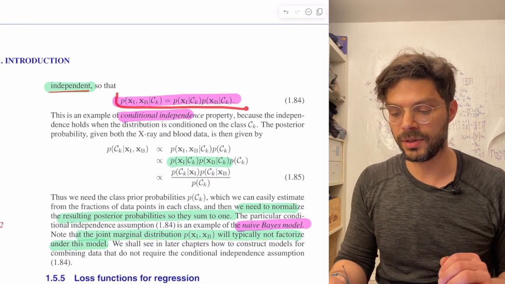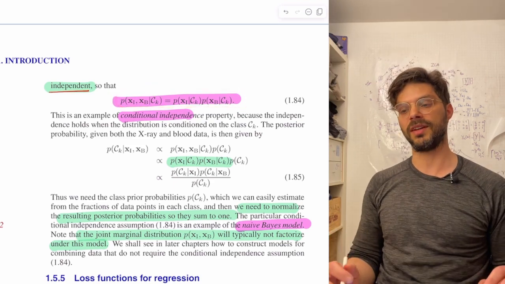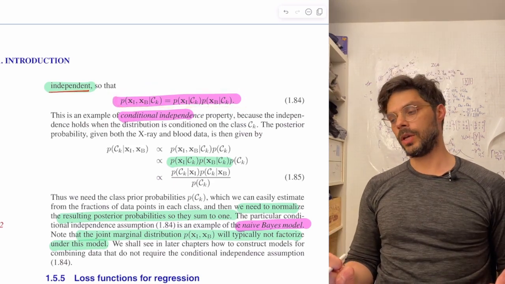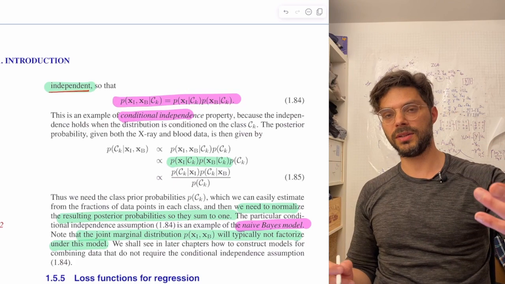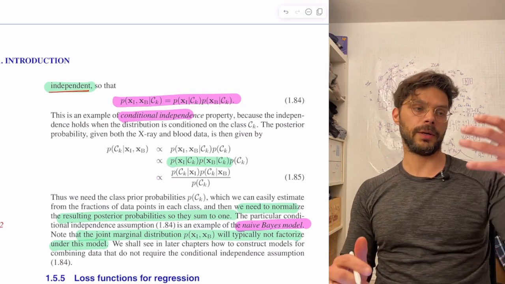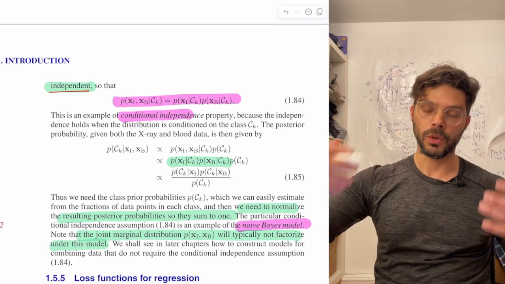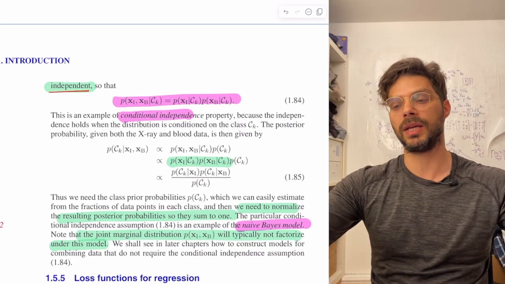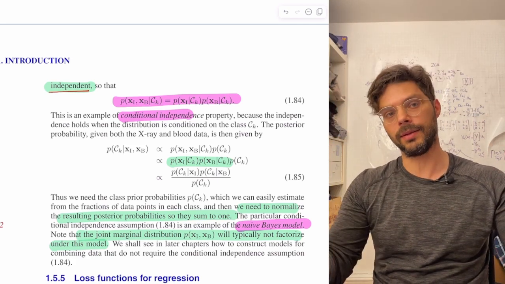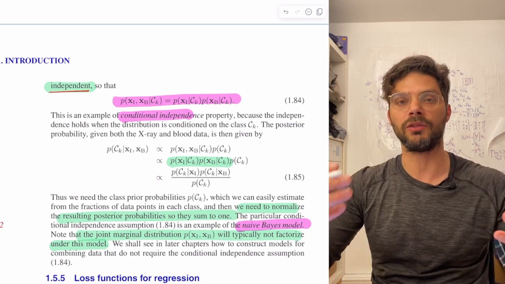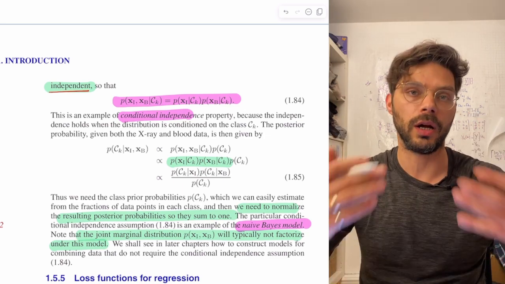But actually, I would say in this particular setting, it's not a bad assumption, because it says that, for example, given that a person has a particular disease, then the probability that their X-ray results will be so and so, and their blood results will be so and so, they'll be independent of each other, because the dependency between them is already accounted for by conditioning on the fact that they have a disease.